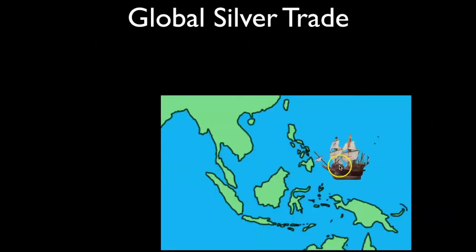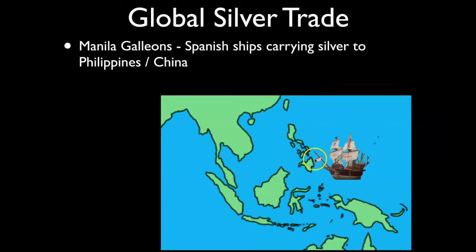Now the Spanish, again, had their own ships. They had access to their own silver coming out of the mines of places like Potosi. And one of the places that they would haul this silver to was their colony in Asia, the Philippines. So remember, the Spanish had colonized the Philippines in the late 1500s. And they would send these ships, which are known as Manila galleons, loaded down with silver over to the Philippines.